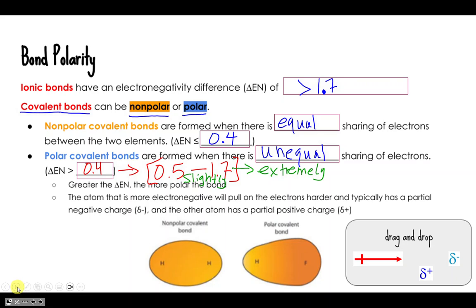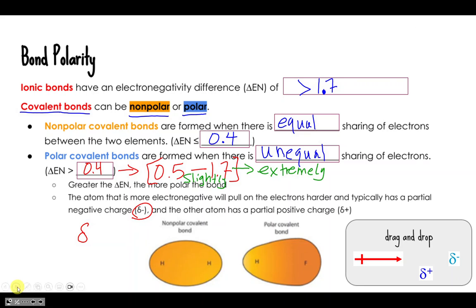Now they use these funny symbols for the partial charge. It's like a squiggle with a circle. That is called a lowercase delta. It's a Greek symbol, whereas the uppercase delta is like the triangle. We assign the partial charges when there's an unequal distribution of electrons.